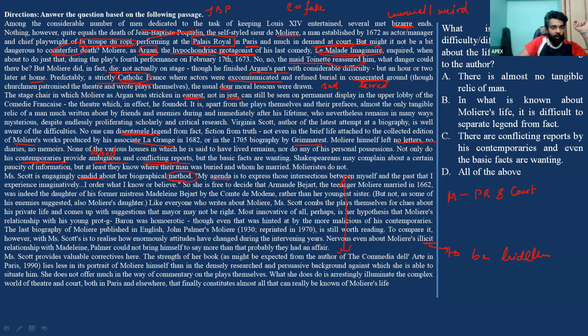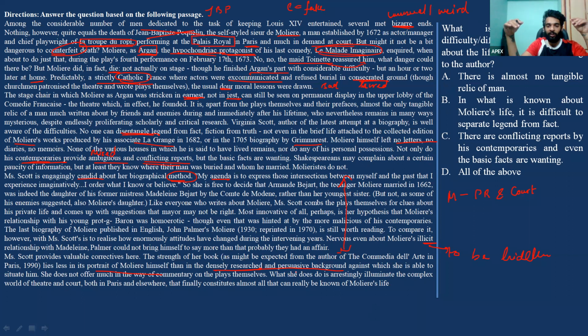Okay. So Miss Scott provides valuable correctives here. Where his affair and all are concerned, the strength of her book is in the portrait of M himself rather than the densely researched and persuasive background against which she is able to situate him. So it's not about what people have already researched about him. It's about what she says about M himself, not all his place and everything.